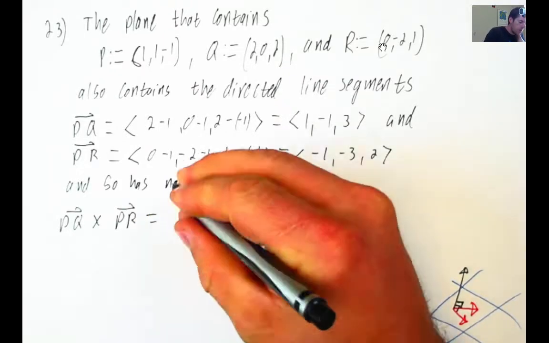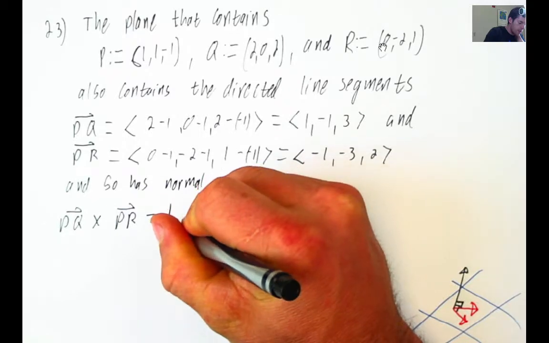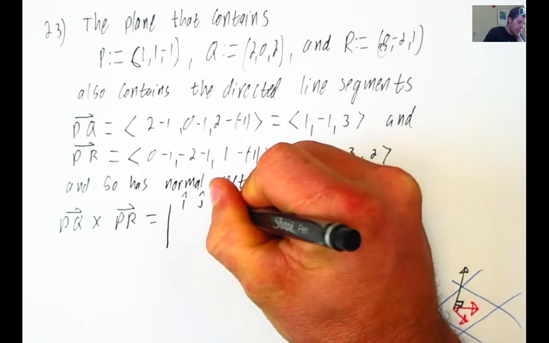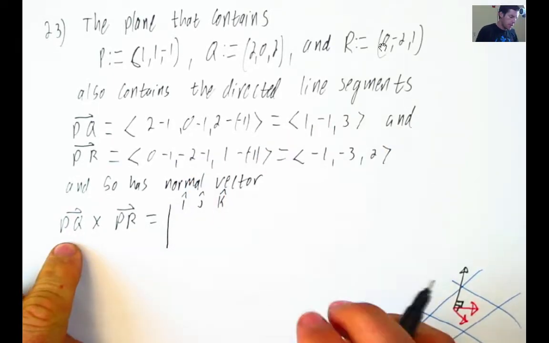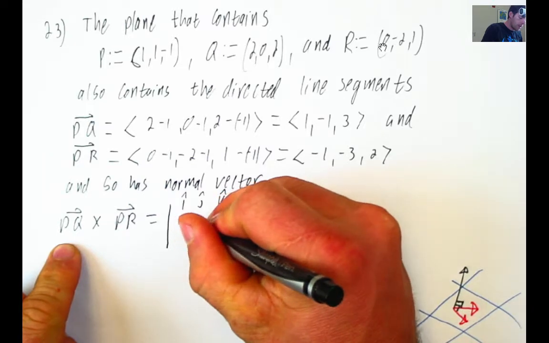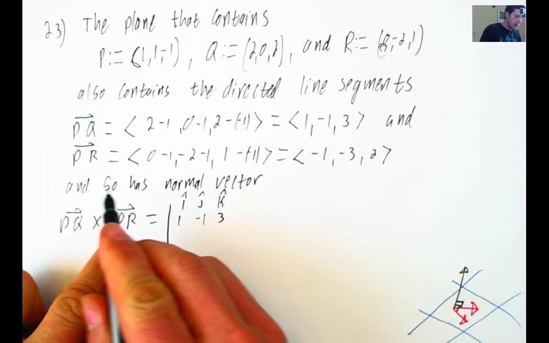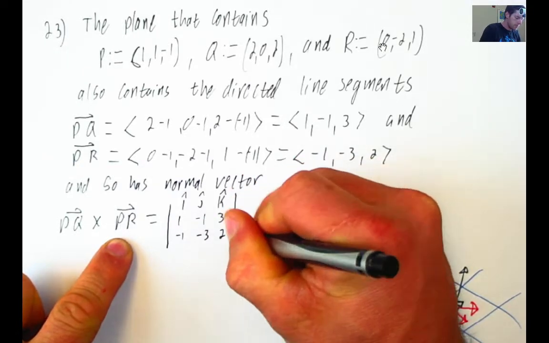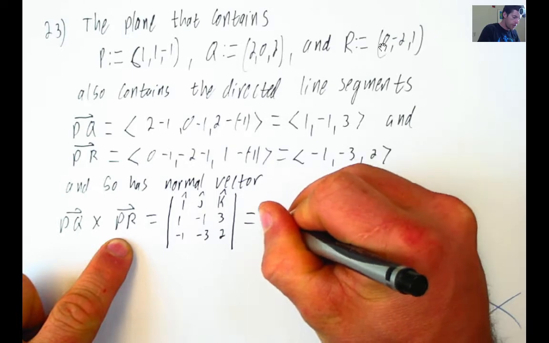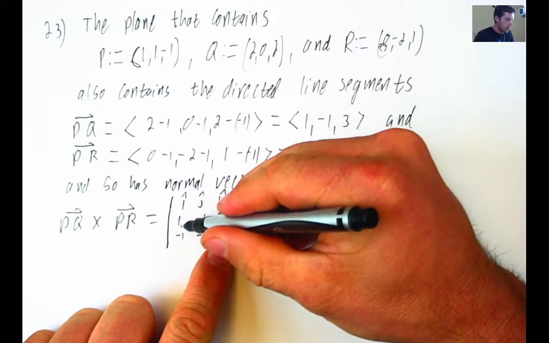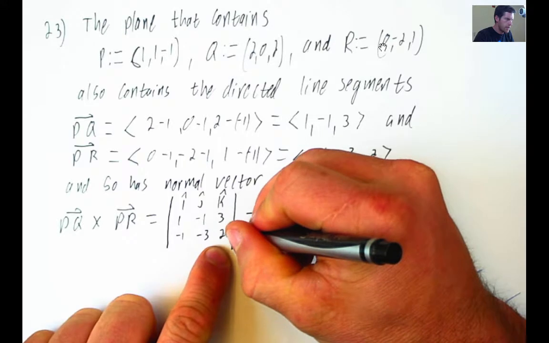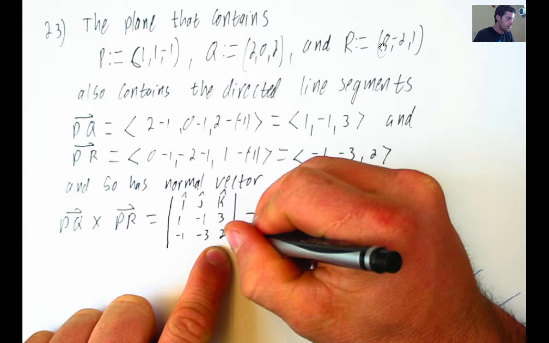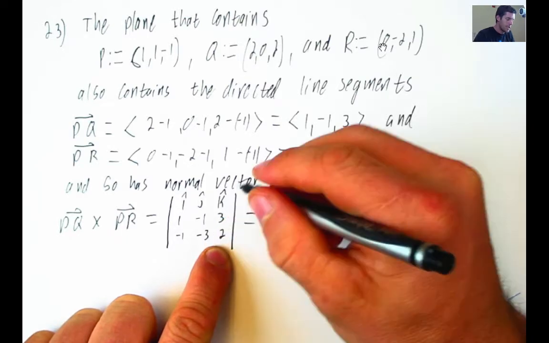I'm going to jump straight to the determinant trick notation. I hat, J hat, K hat. The components of PQ are 1, -1, 3, and PR, -1, -3, 2. And for the first component I ignore the row and column of I, and I get -1 times 2, it's -2, minus -3 times 3, so that's -2 plus 9. -2 plus 9 is 7.